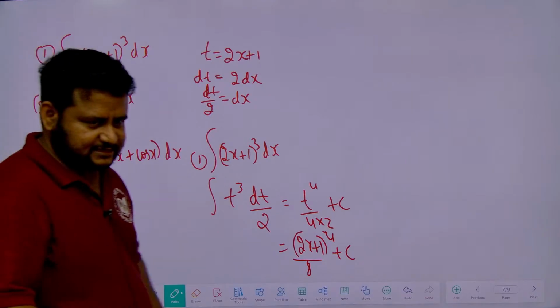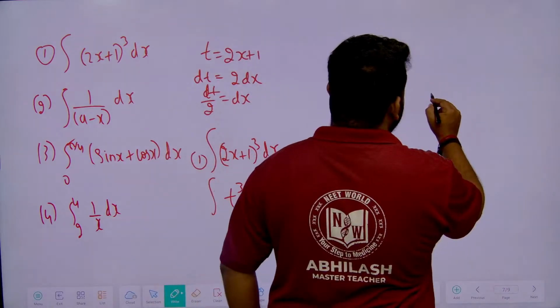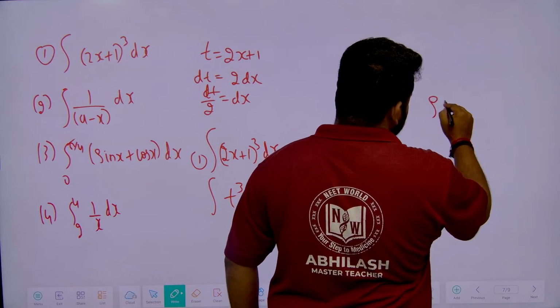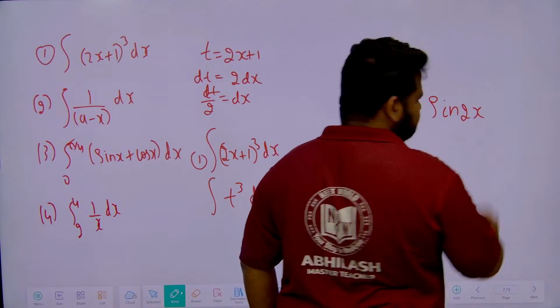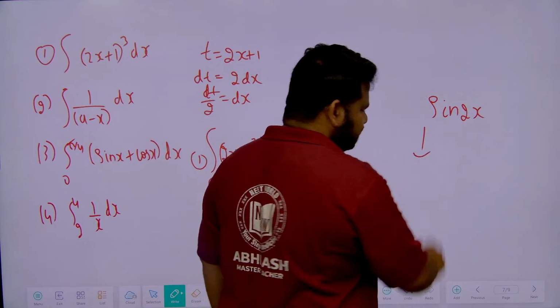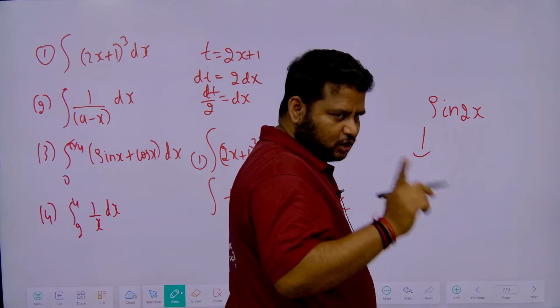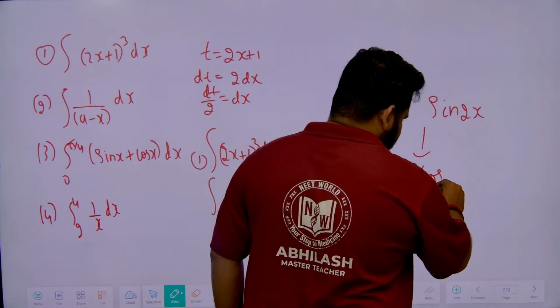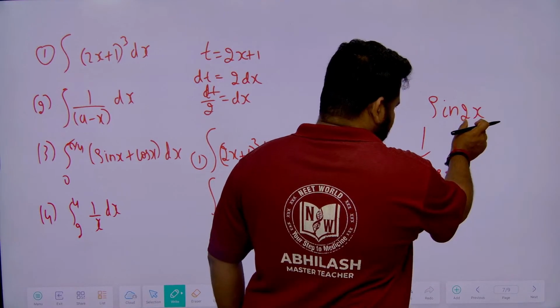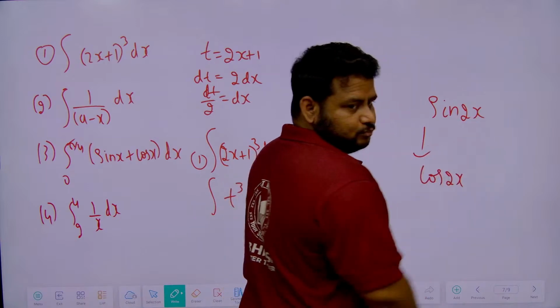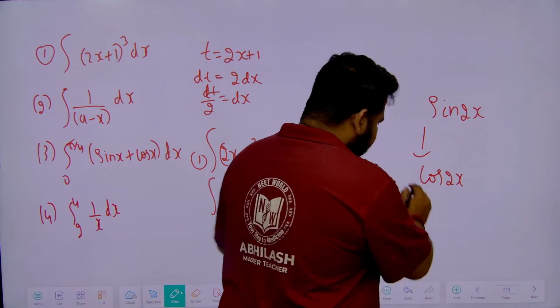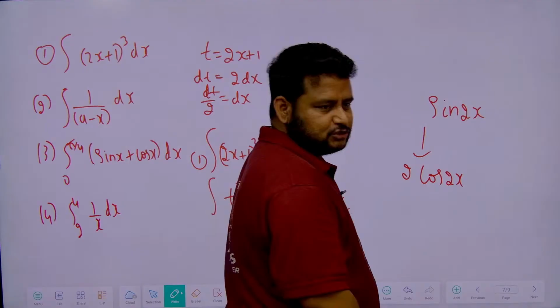See, suppose I say we are having sin 2x. If I want the differentiation of this, the differentiation of sin 2x is what? Cos 2x, you will write. But here the coefficient of x is 2. The coefficient of x is 2. That you should write next to it.